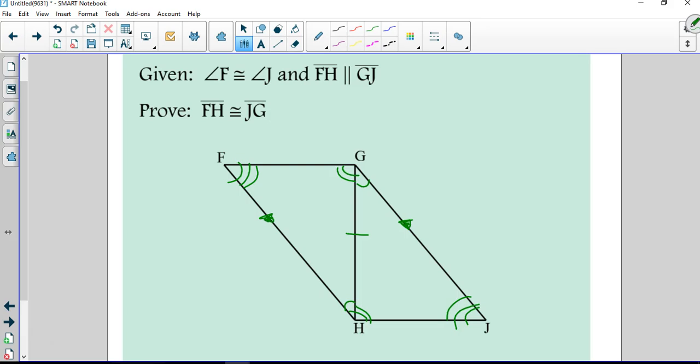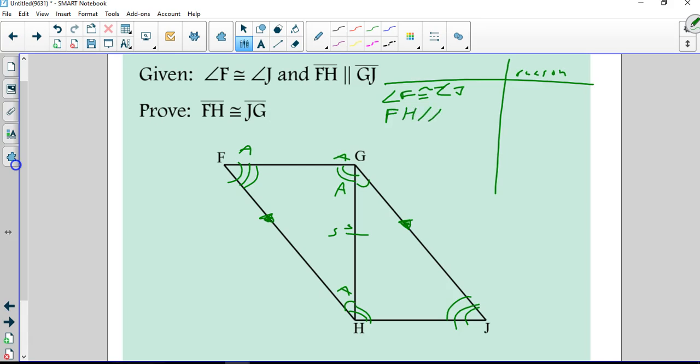And remember, I cannot use angle, angle, angle, because that's not a rule. But I can use angle, side, angle. I could also, if I wanted to, use angle, angle, side. Either one works. So I'm going to start up here. Reason. Angle F is congruent to angle J. And FH is parallel to GJ. Given.